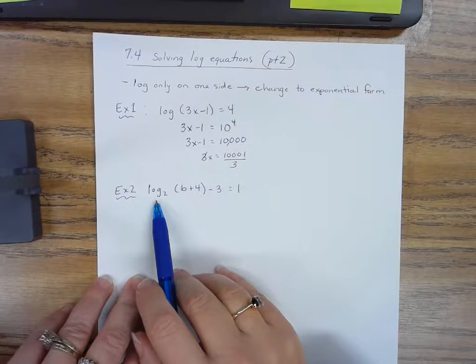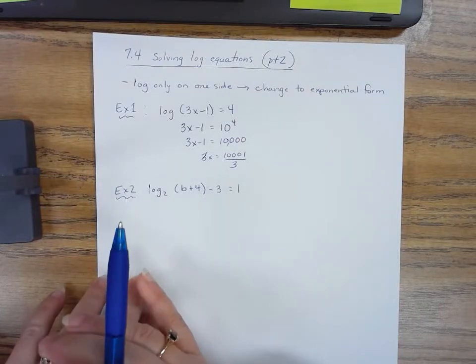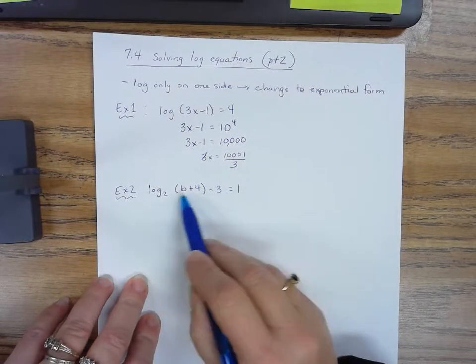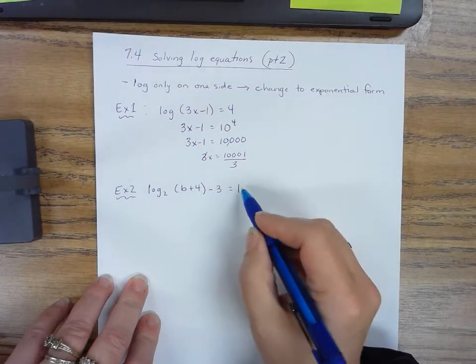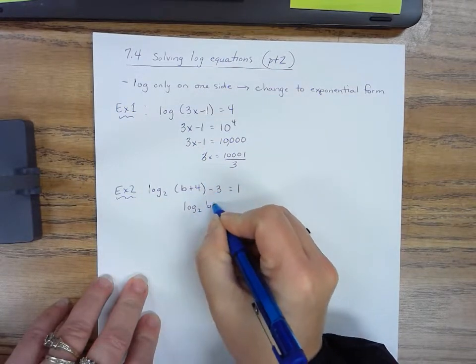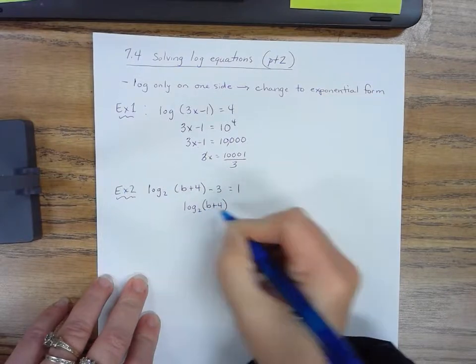However, I've got other values that are not included in the log that have to be taken to the other side. So you have to isolate the log by itself first before you can begin to change it into exponential form, which means this minus 3 is not a part of the log, and it's got to be added to the other side. So I end up with the log base 2 of b plus 4 is equal to 4.